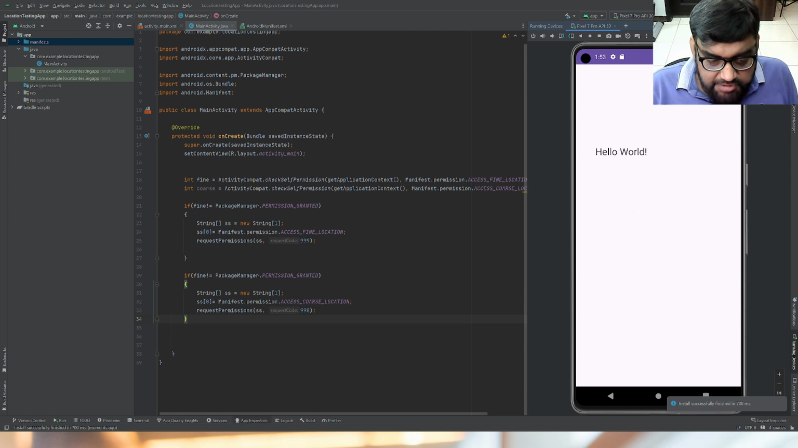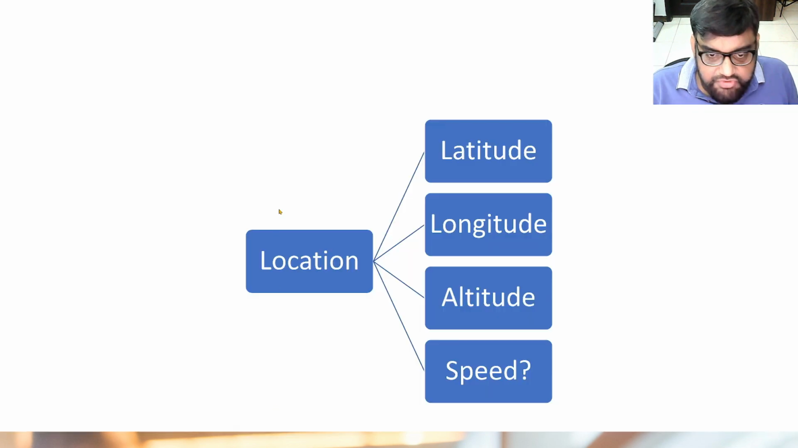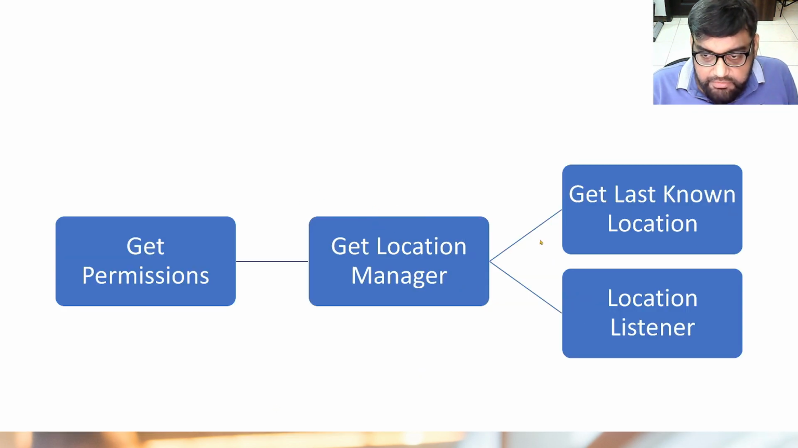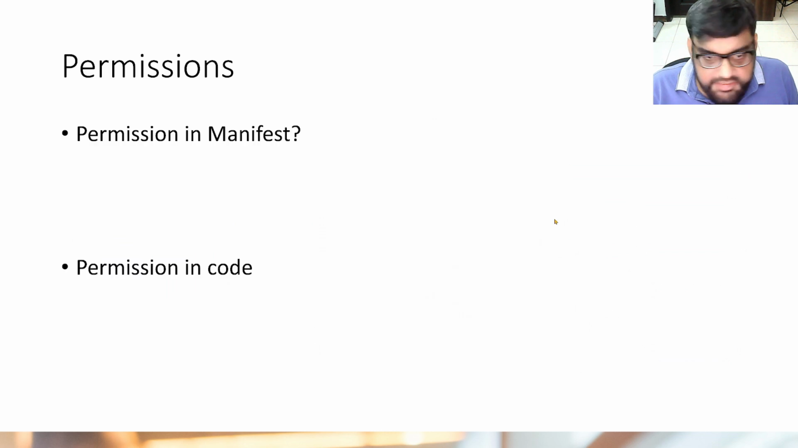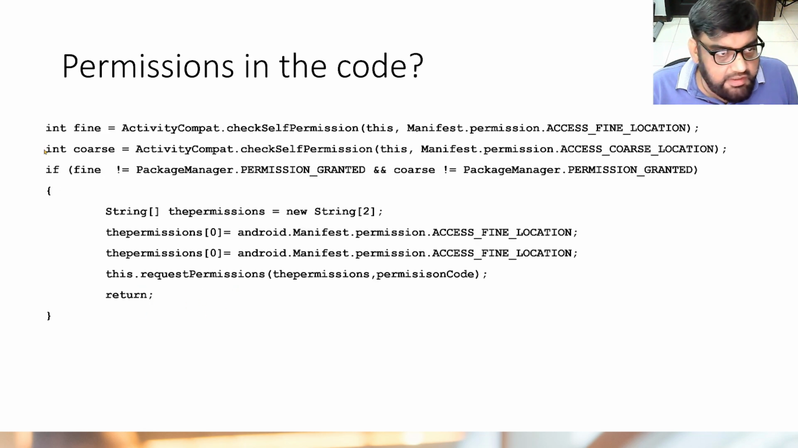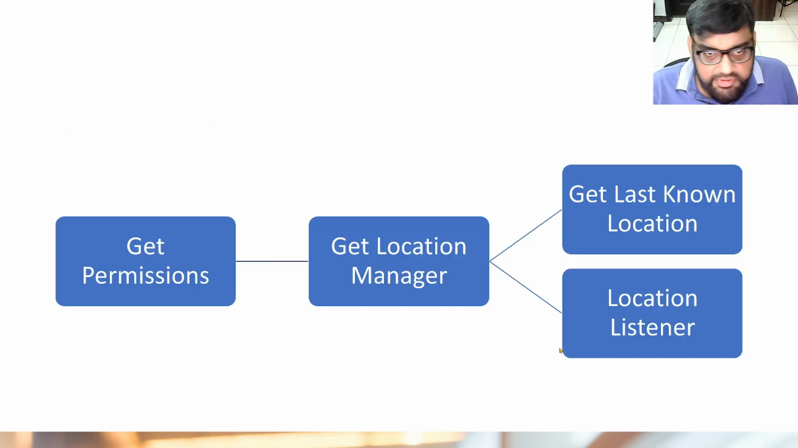Next step, as we talked about, we're going to go get the location manager and we'll try to get the location of this device. So we will get the latitude and longitude permission. We have done this part already. We have the manifest permission added and the permission code added. Yeah, this is the permission code that we have already added.